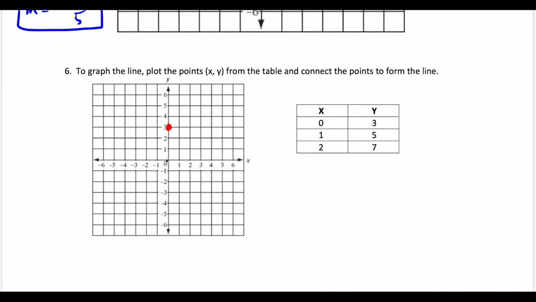And then 1, 5, we're going to the right 1, and we're going up 5 units like this. And then the next point would be over 2 and up 7. Now, we ran out of real estate a bit, but that's fine. We'll just connect these now with a straight line. So here's the line that connects these 3 points.